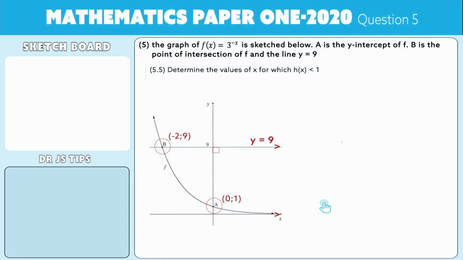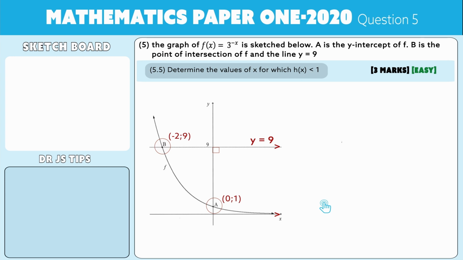Okay, folks, this one is quite straightforward. They are asking us to determine the values of x for which h of x will be smaller than 1. Now, folks, this is for 3 marks. The whole question 5 was for 12. Okay, and it shouldn't be that difficult. It should take you at least 12 to 13 minutes. Okay, let's have a look.